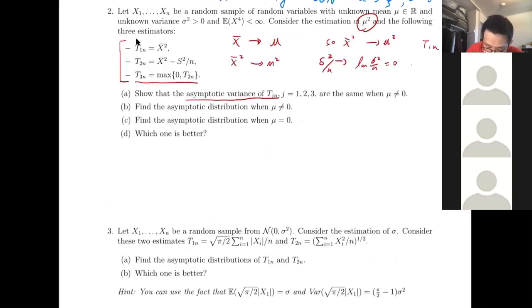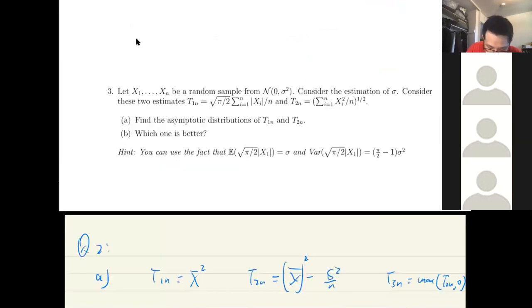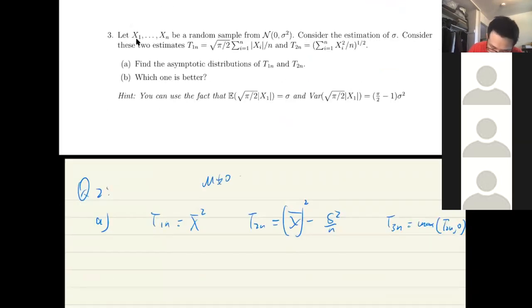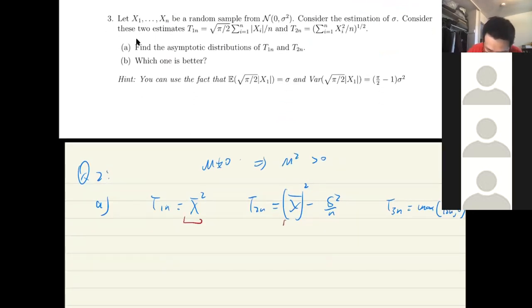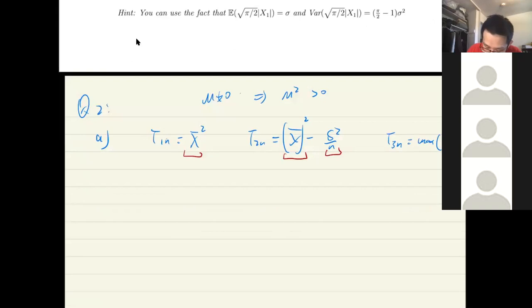And the condition is mu is not equal to 0. So that means mu square is positive. So these two will converge to a positive value, and these two will converge to 0. So T2n and T3n will go the same in probability.